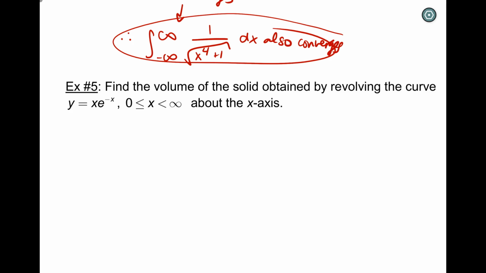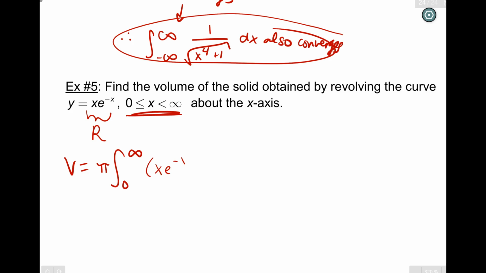So, aka, this is my radius, this is my r. So I know the volume is going to be pi from 0 to infinity, because this is my bounds, of x e to the negative x dx. Oops, I need to square it because it's pi r squared. The x e to the negative x is my r, so that's why I'm squaring it.